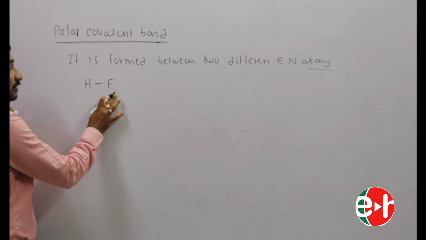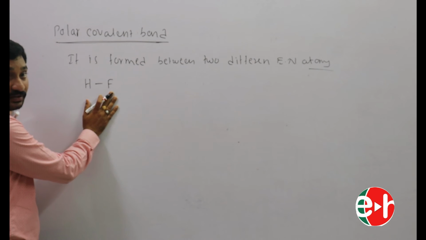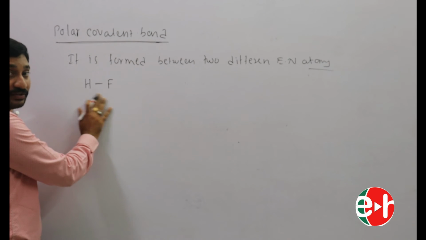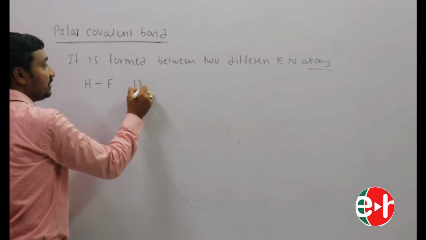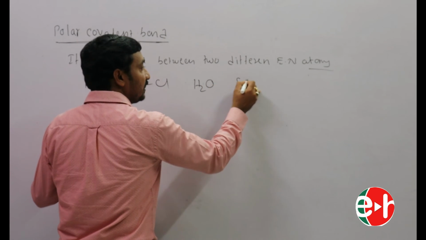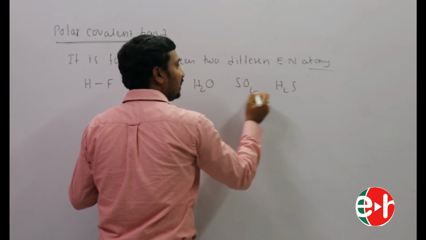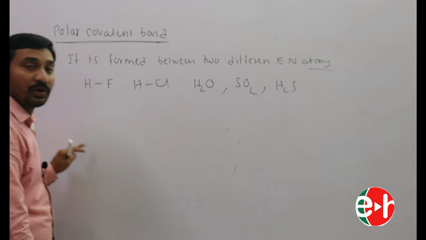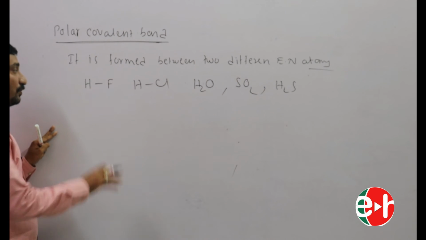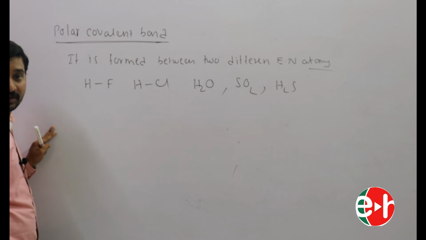This is a polar covalent bond. Hydrogen and fluorine have different electronegative values. HF, HCl, H2O, SO2, H2S: in all these, a polar covalent bond is present. So a polar covalent bond is formed between two different electronegative atoms.